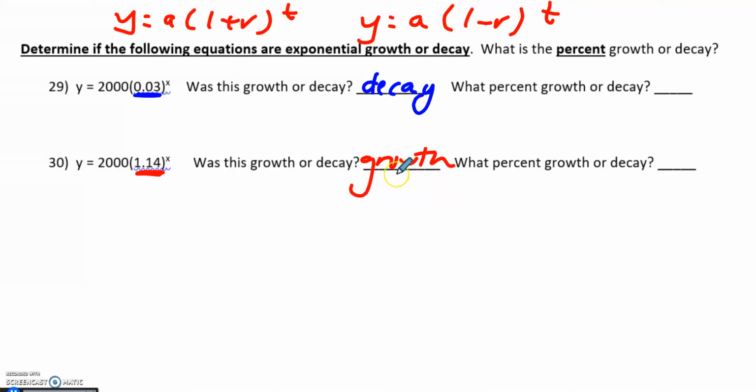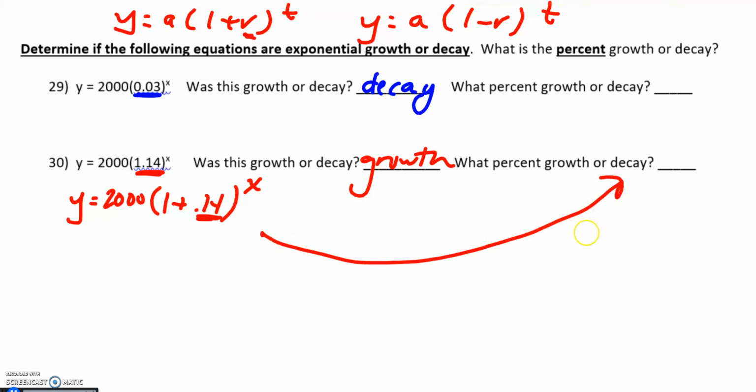So if I look at the growth one first, I need to take this equation and rewrite it to look like 1 plus something. I know that 1.14 is really 1 plus 0.14 to the x, which means that my r value is 0.14, which means that my percent growth is really moving the decimal over twice, 14%.